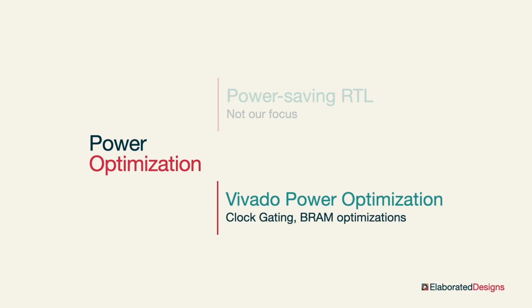There are two ways in which Vivado optimizes power automatically: clock gating and block RAM optimization. During clock gating, Vivado adds clock-enabled signals to the sequential logic in our design and disables the clock input whenever it detects that the signals toggle without contributing to the output. During block RAM optimization, Vivado can adjust the write mode of dual-port block RAMs or disable unused cascaded block RAMs.